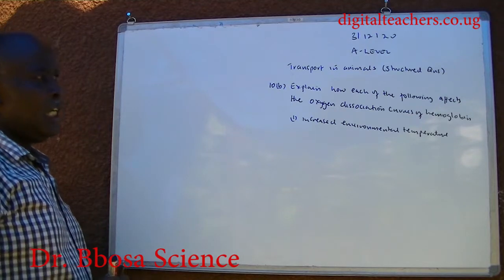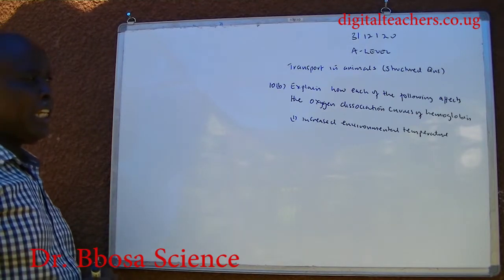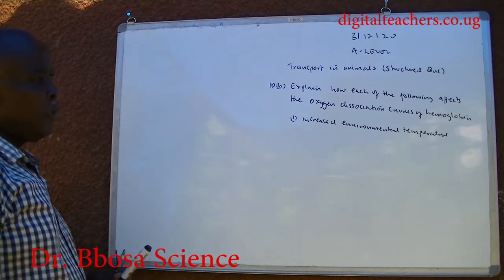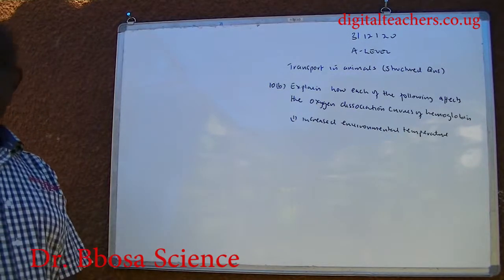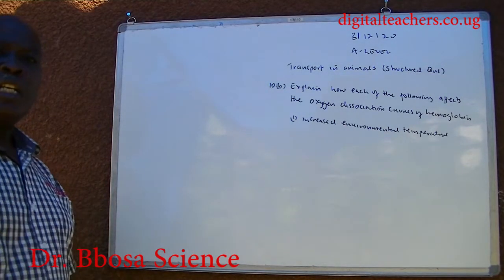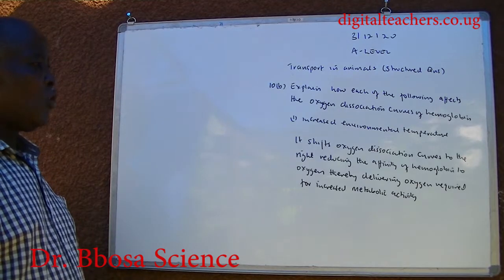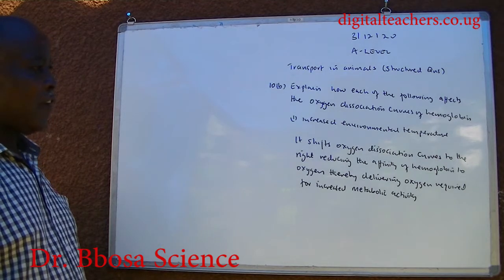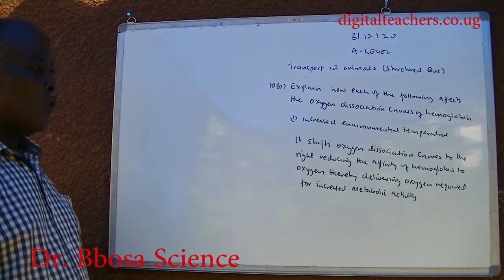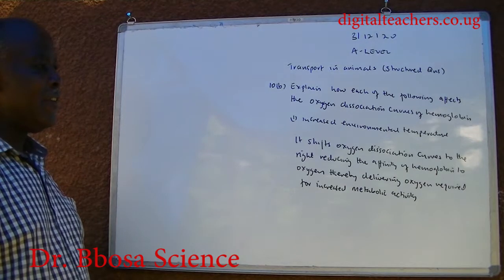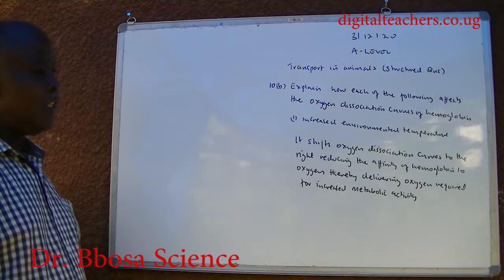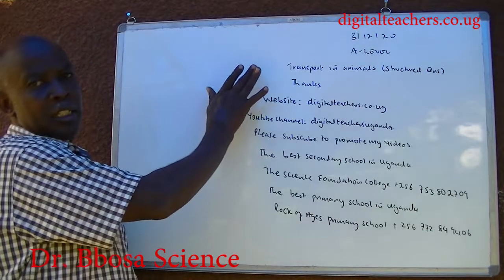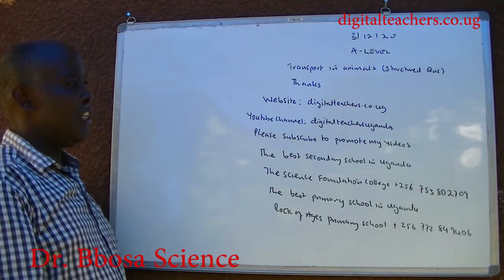10b. Explain how each of the following affects the oxygen dissociation curve of hemoglobin. Roman 1. Increased environment temperature. It shifts the oxygen dissociation curve to the right, reducing the affinity of hemoglobin for oxygen, thereby delivering oxygen required for increased metabolic activity.